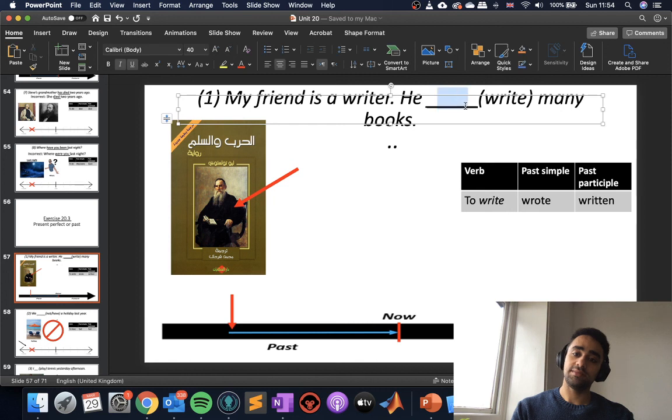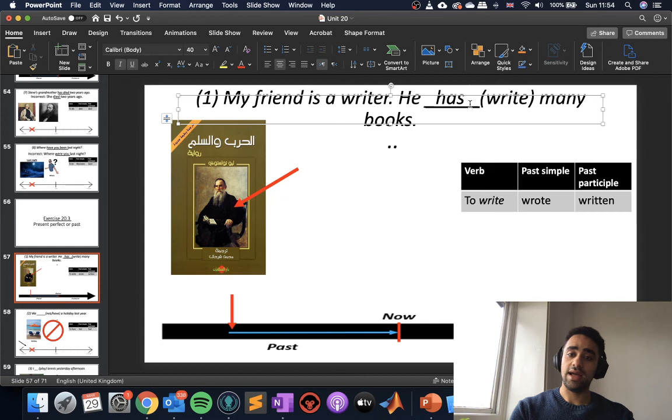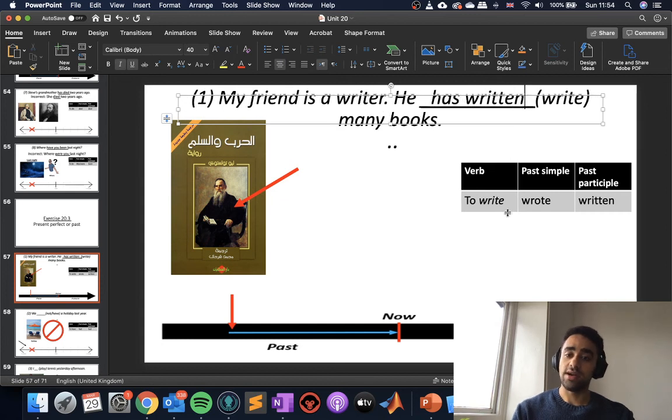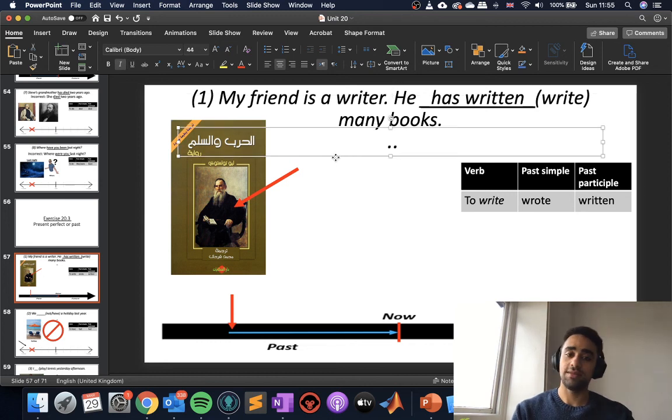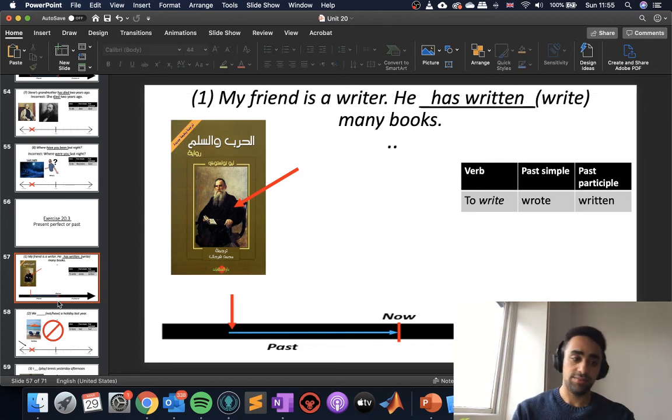So basically, we can use present perfect because he has written. Write is an irregular verb. The past simple is wrote. The past participle is written. This is general: he has written, he's a writer, he could still be continuing writing. But if I had, let's say, he wrote 2 books last year, in this case it's specific, we can use past simple. But here it's general, so present perfect.